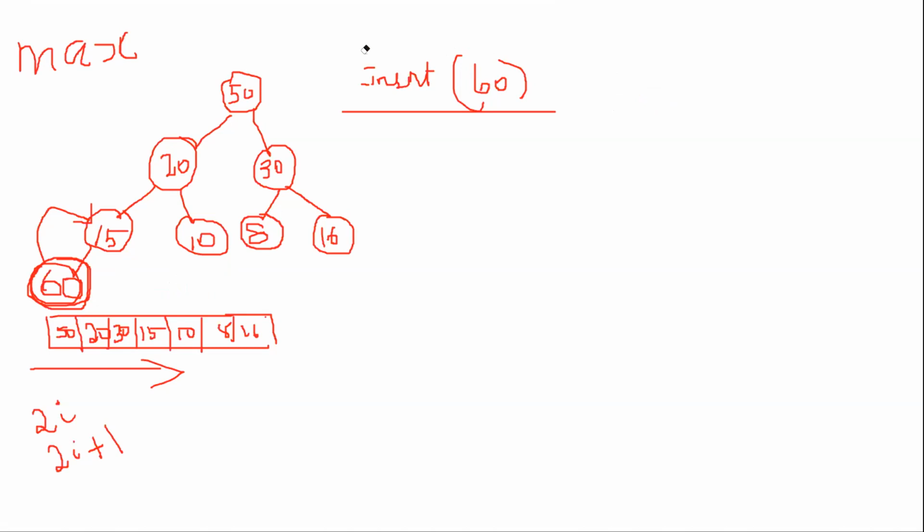Now it's done. Now I am inserting 60. I should retain the property. Once I insert the 60, I should check whether the inserted element is in the appropriate place. How will I check it? I'll check with my parent. 60 is compared with 15. I'll erase this also.